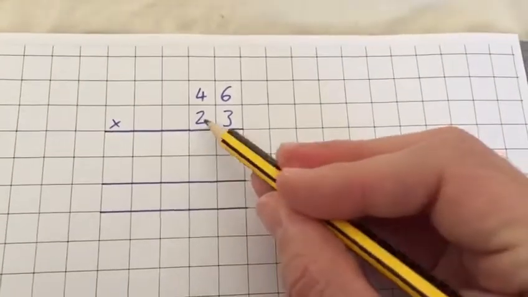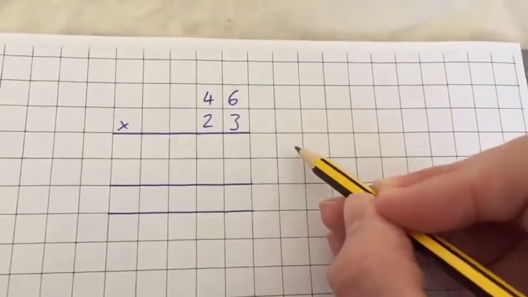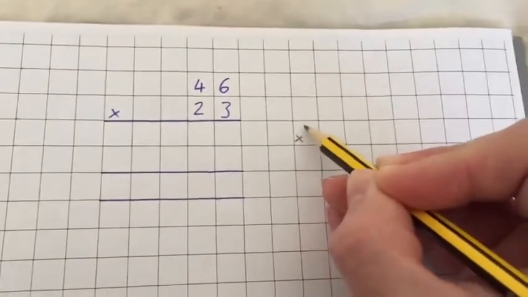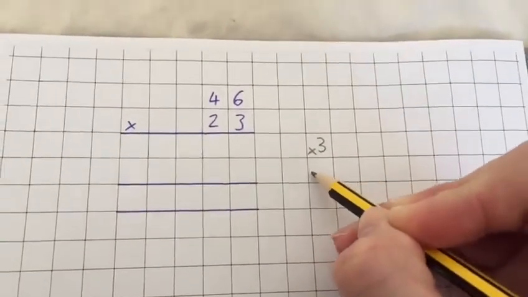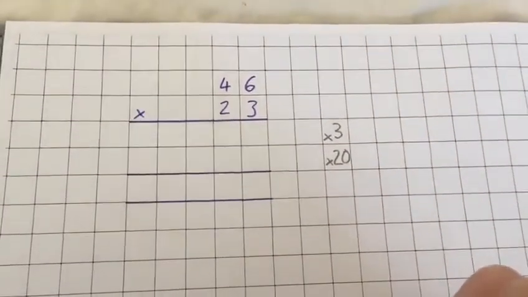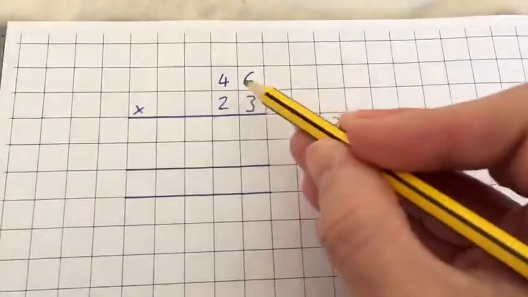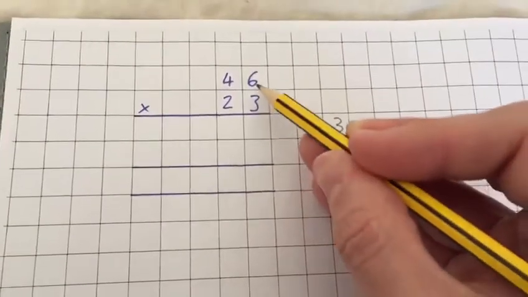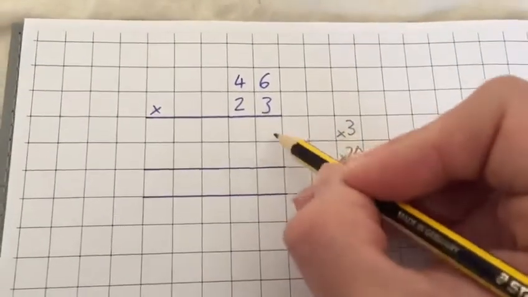So you'd start off by looking at your 23 and making sure we do it over two steps. So we're going to times the 46 by 3 first, and then we're going to times it by 20. We'll do these two steps separately. So we'll start off by timesing the 46 by 3. So we've got 3 times 6, which is 18.